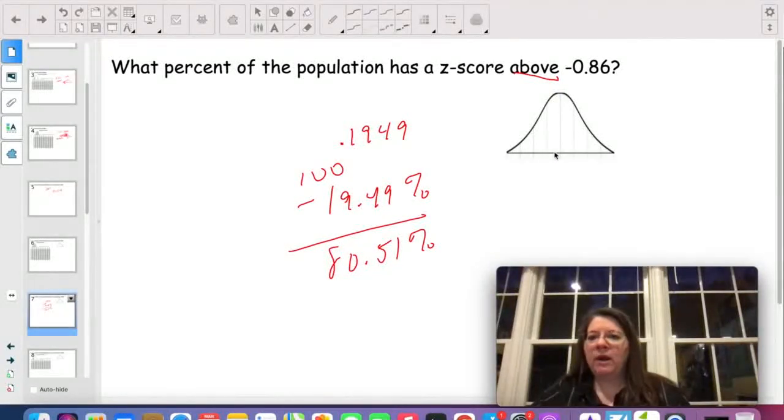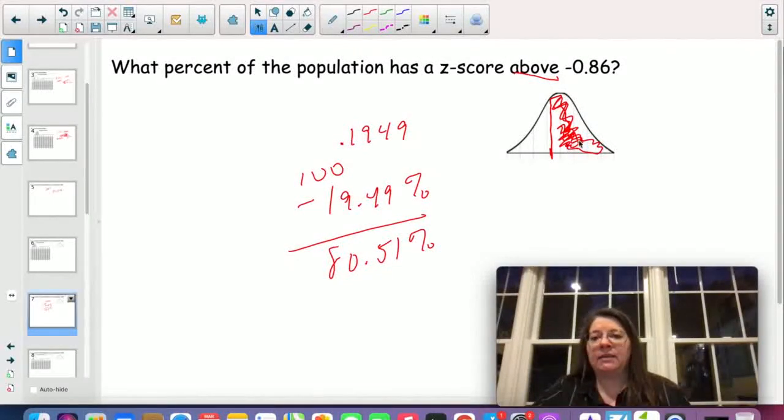If we think about where negative 0.86 is, that would be before we get to the negative 1. So that would be about right here. So what we're saying is that about 80% of the data lies above this line. And if you think about that, if 68% of the data goes from negative 1 to 1, then it makes sense that this would be about 80.51% of the data. You can check yourself fairly easily here, knowing the empirical rule.